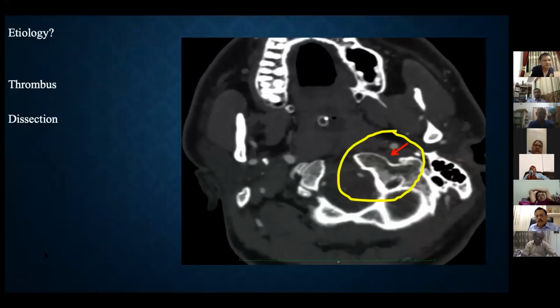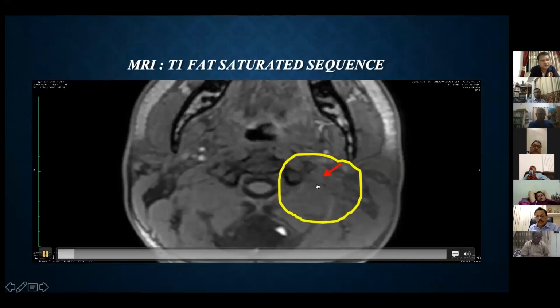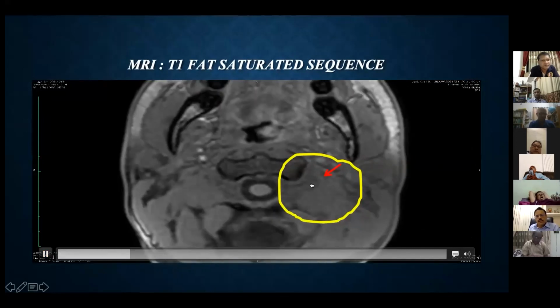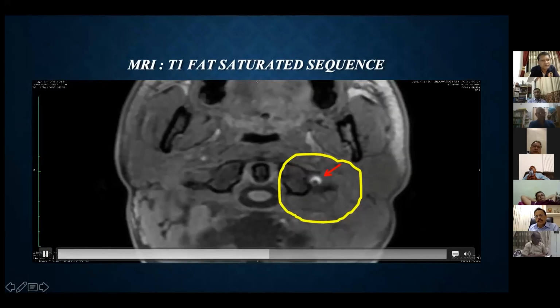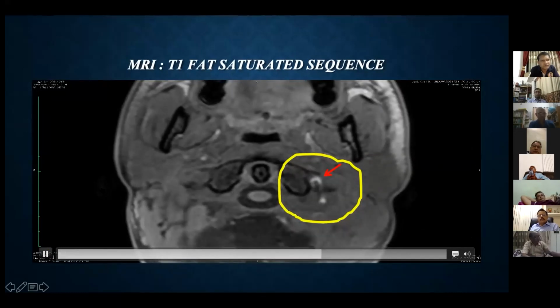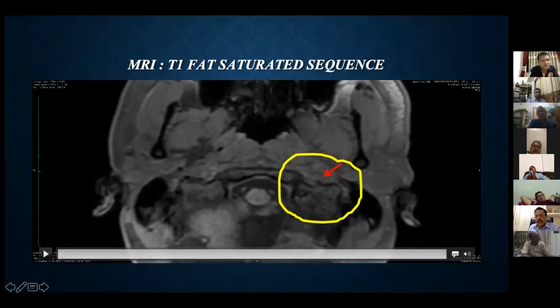And the same thing if you see on fat suppressed T1 in this area here, you can see the eccentric clot in the wall. So this makes the diagnosis 100% certain. You don't need any more investigations. And as I said, a lot of this artery will open up on follow-up.